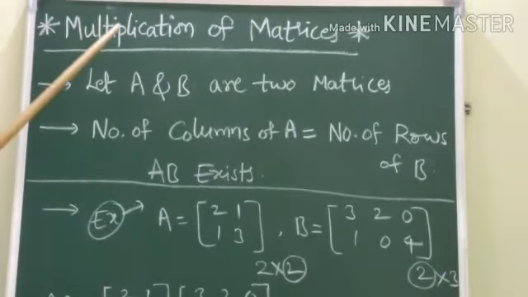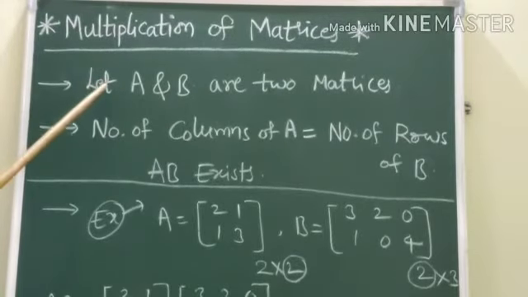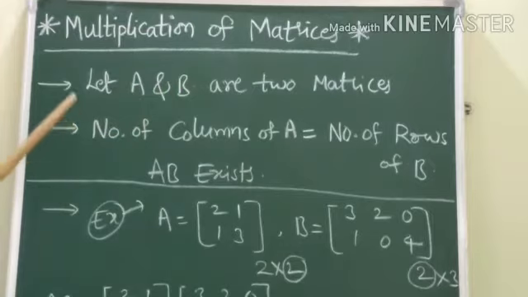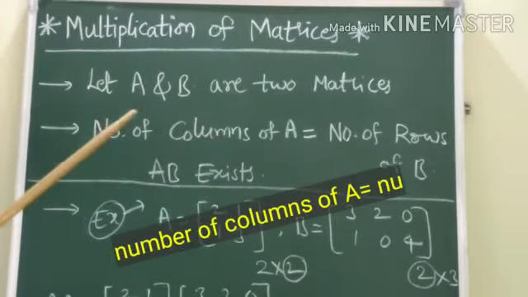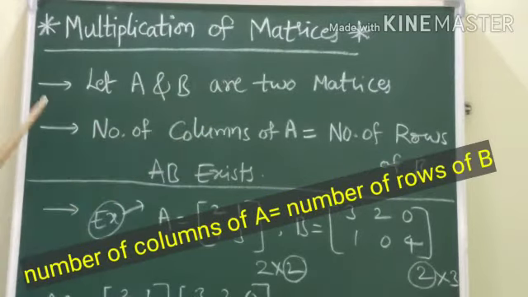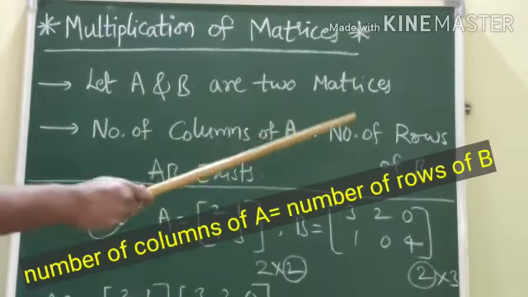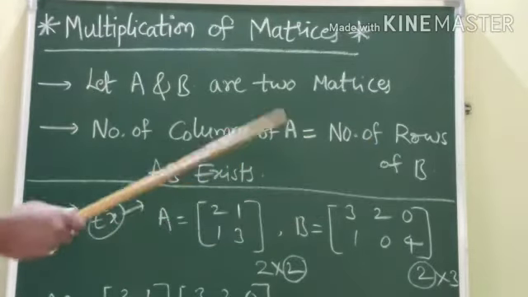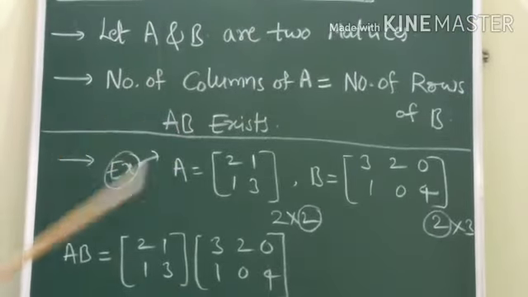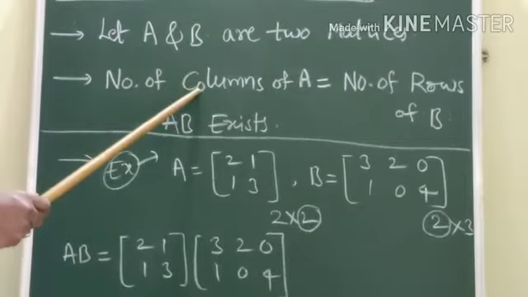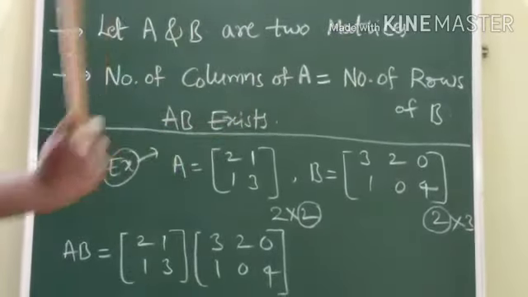Here the condition for multiplication of two matrices is, let A and B be two matrices, then the number of columns of A, that means the number of columns of the first matrix, must be equal to the number of rows of B, that is the number of rows of the second matrix. Then only AB exists. Otherwise, it does not exist. That means columns of the first matrix equal to rows of the second matrix.